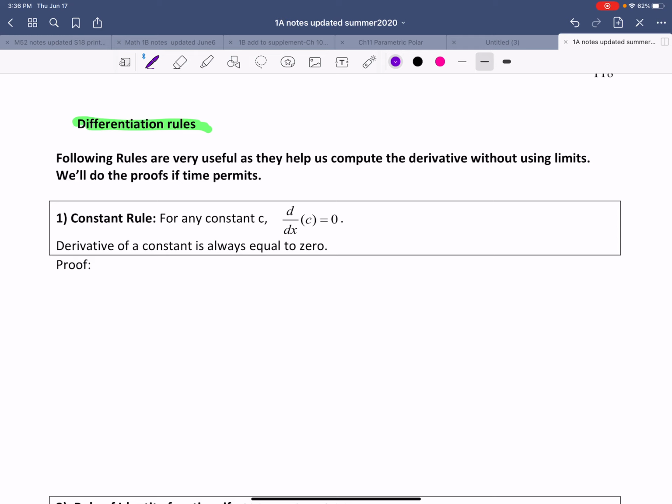I'm going to make a different video of the proofs of derivative rules. In this video, I'm just showing the derivative rules and how to use them. You should memorize them by heart. They come very, very handy. You shouldn't have to look up the table and apply the rule.